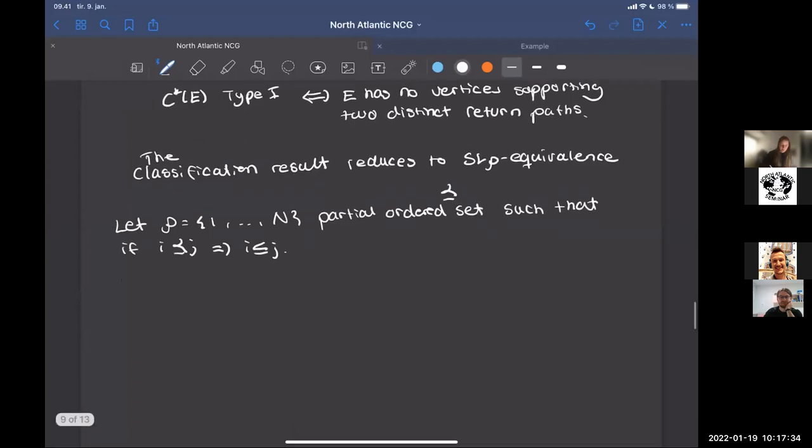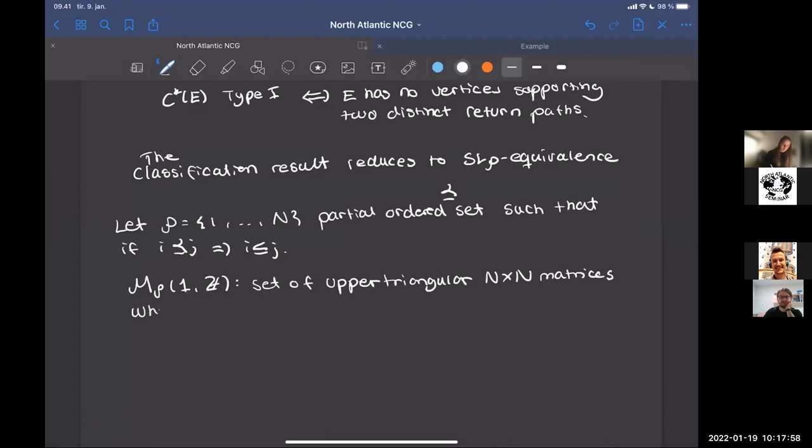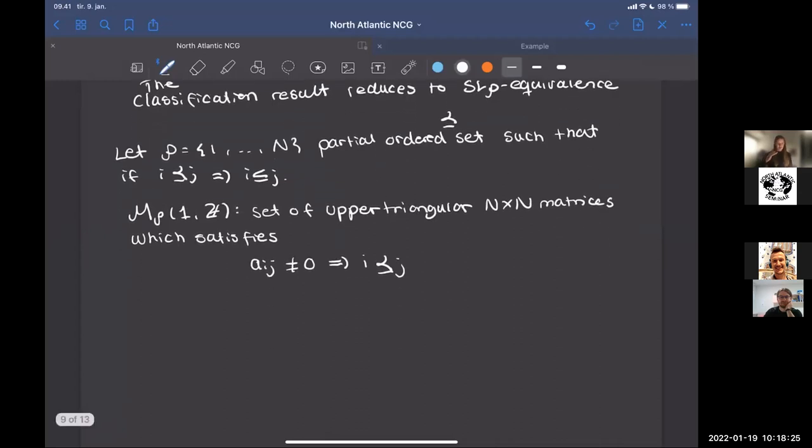Okay, so now we let MP1 be the set of upper triangular N times N matrices which satisfy that if Aij, the entry of that matrix, is different from zero, then this implies that I is less than J in this partial ordering. And they are then indeed upper triangular also by this fact, because we require this part here.